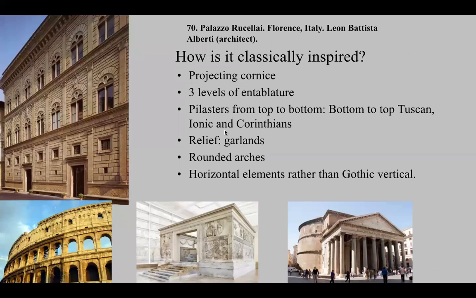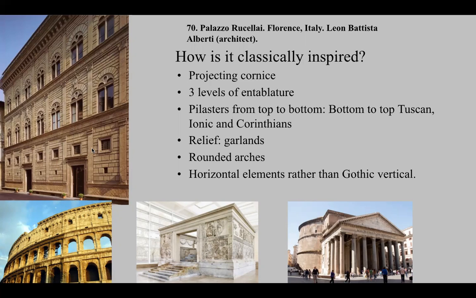Right? In this kind of flat exterior, it actually has a lot of classical tendencies. It has a projected cornice. Notice how that cornice really sticks out from the building. That's something that comes from Rome. It has three entablatures, with cornices on top of them, so it has three of those as well. It has pilasters. Instead of having columns, it has pilasters.